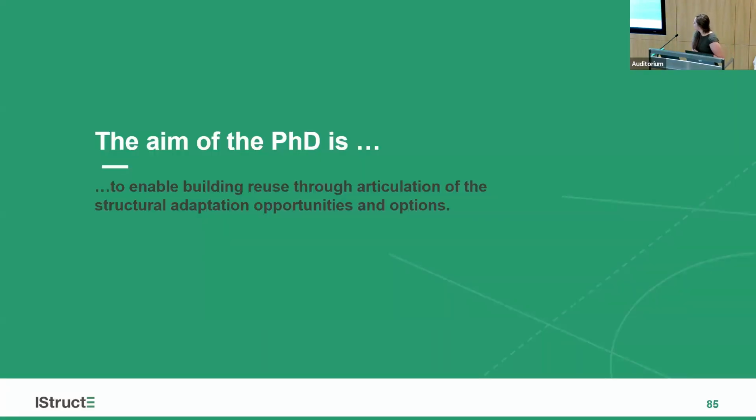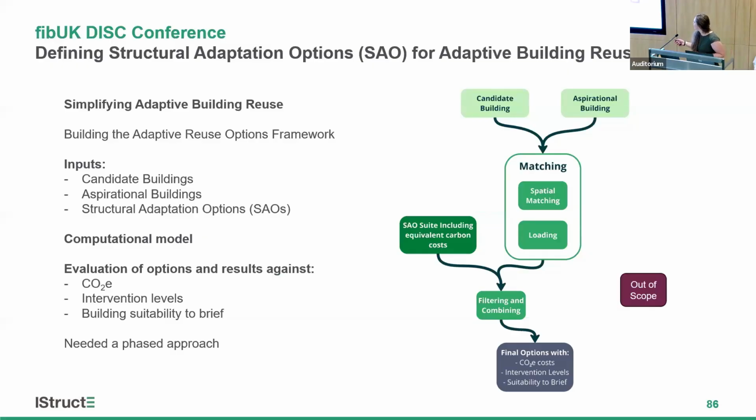The aim of my whole PhD is to enable more building reuse, and that's through the articulation of what opportunities and options there are for structural adaptation. Just to give a quick overview, I'm trying to suggest a framework which is sort of simplified here in this diagram.